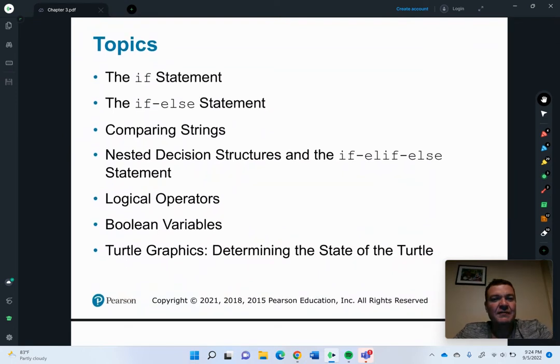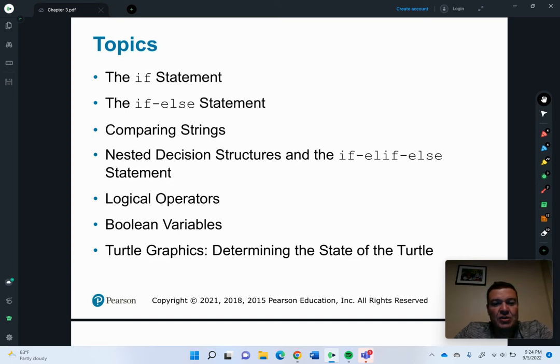We already talked about the fact that we're going to go over some condition statements, known as the if statement and also the if else statement. We are going to talk about comparing strings, which is a big part of if statements. We want to be able to see if one string equals another string. We're going to talk about nested decision structures and the if else statement.